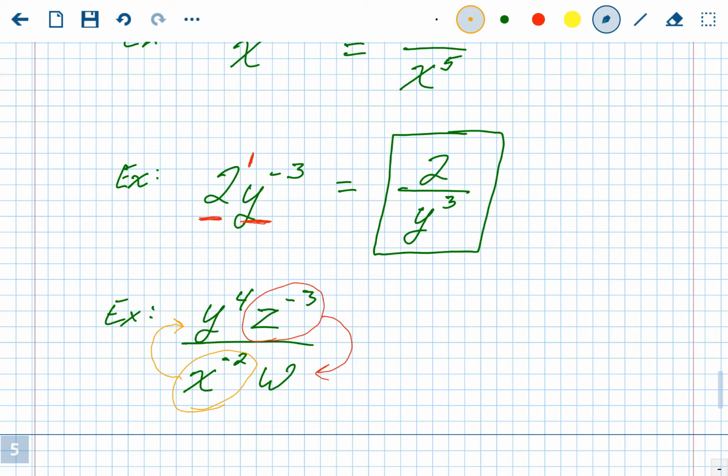The 4 stays where it is because it's positive. The w stays where it is because it's positive. It's being raised to the positive 1st power. So when we simplify this, we'll move the x to the top, keep the y up there because it's positive, keep the w on the bottom because it's positive, and move the z to the bottom.